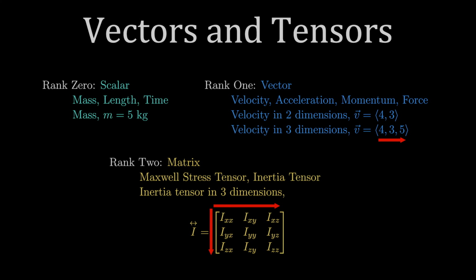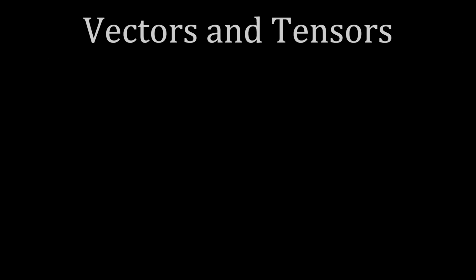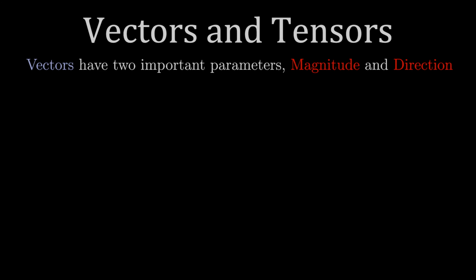Now, let's put our focus back to rank 1 tensors, or vectors. Vectors have only 2 important parameters or values that we assign to them: magnitude and direction. Here, we have 2 vectors which are usually represented with arrows indicating their direction. Vector A on the left is pointing in a different direction than vector B on the right, and it is clear that they have different magnitudes, or sizes.